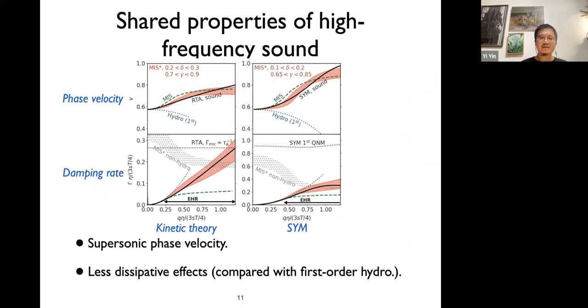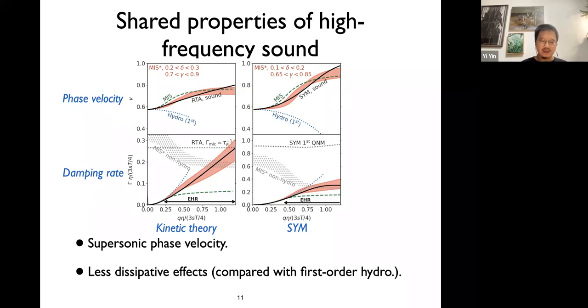Okay, and in this slide, I also want to summarize some shared properties of these high-frequency sound modes as seen in kinetic theory and in super Yang-Mills theory. So the first thing we can see is if you compare their phase velocities, the phase velocity in both cases is above the square root of one-third, above that of the ordinary hydrodynamic sound waves.